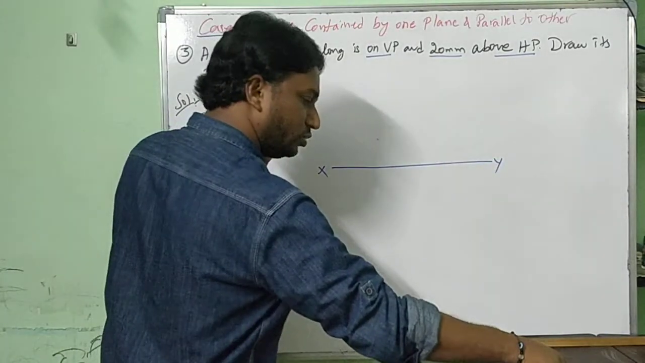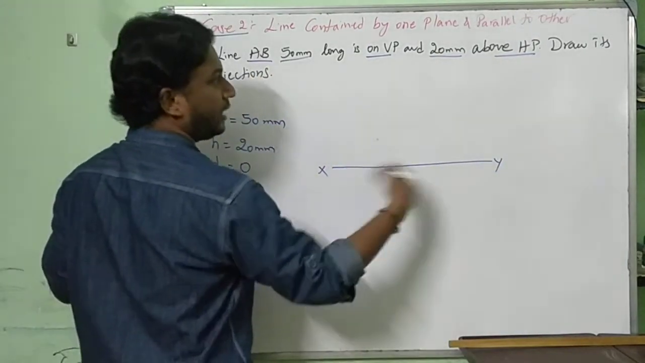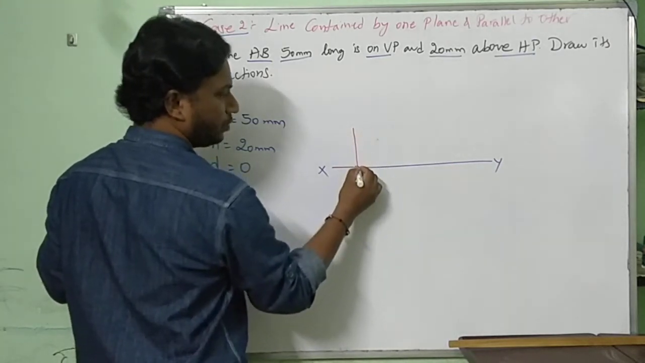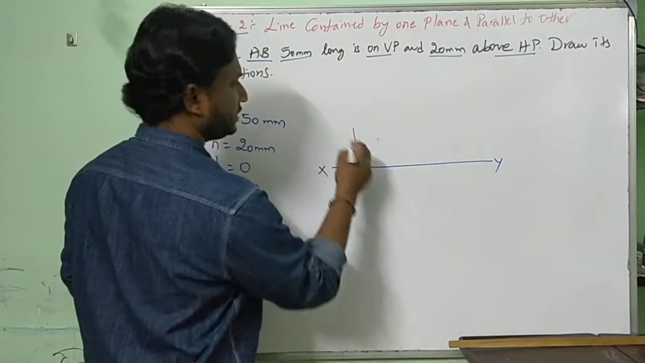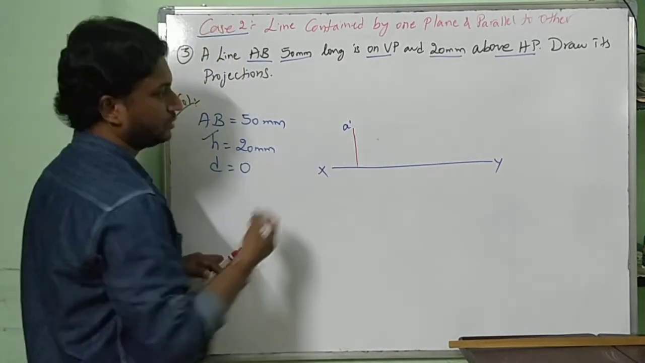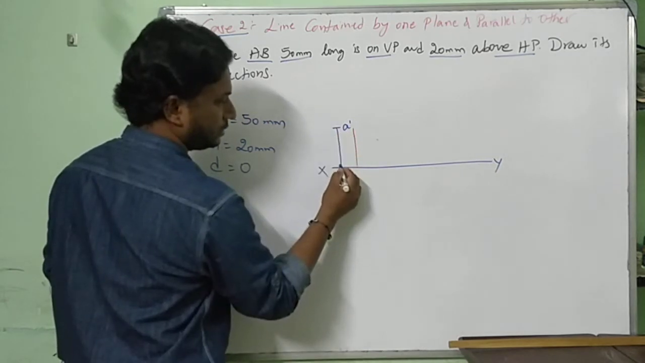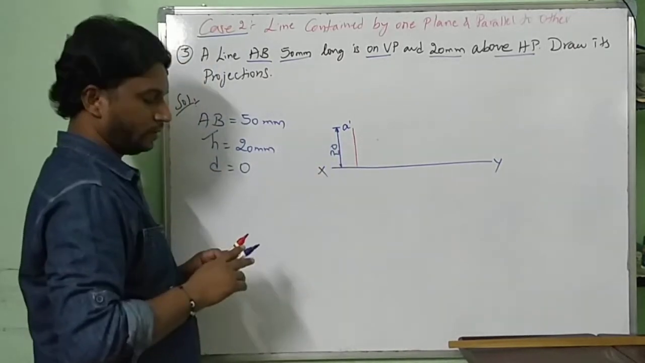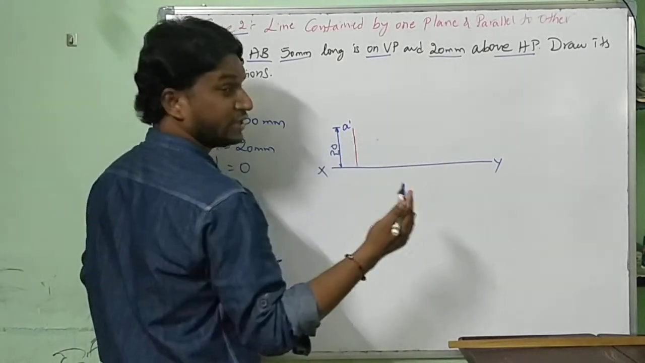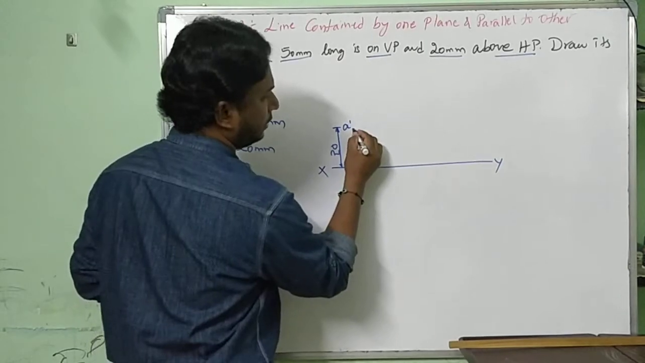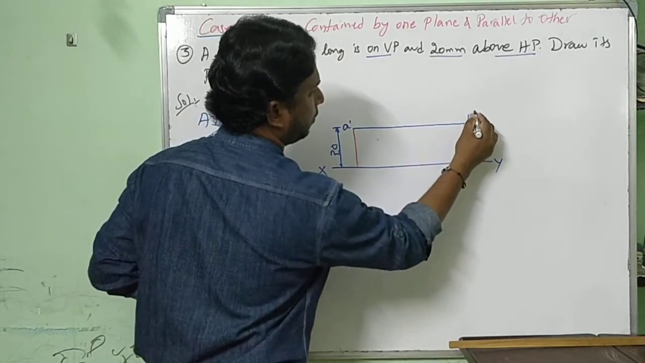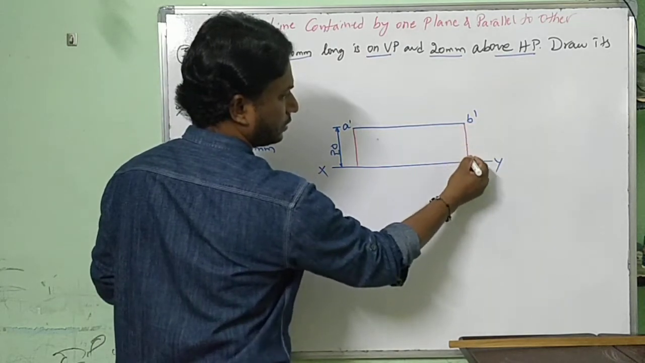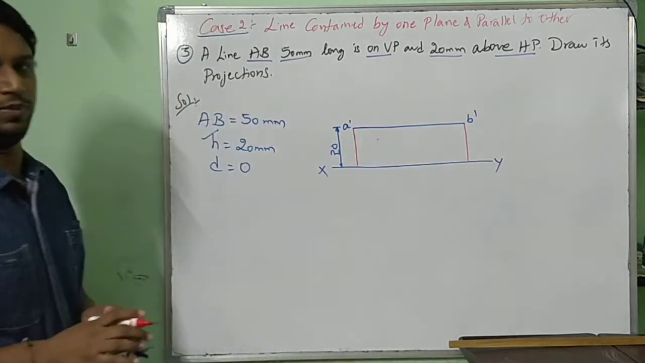So what am I supposed to do? From anywhere on the XY line, any point, I have to draw a 20 mm projector, which is nothing but A dash. How much is this? 20 mm. Now from A dash, using the drafter, fix it, draw a parallel line of 50 mm for point B dash. Now if you draw the projector, it will be the same 20 mm.